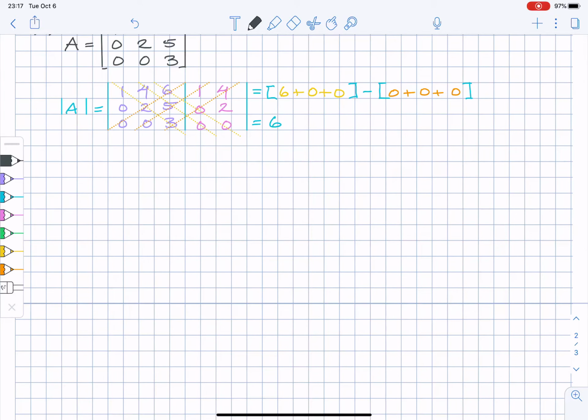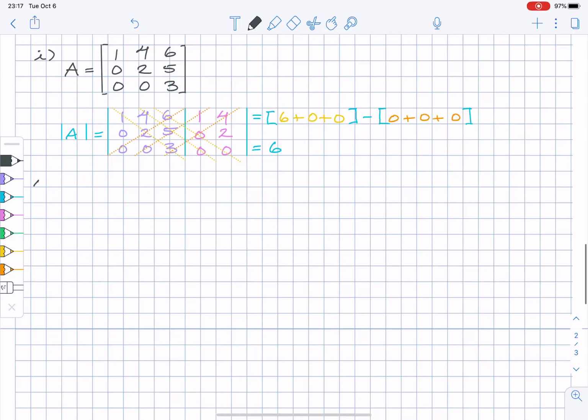Number 2. Where are my subscripts? So let's say we have that A is equal to the 3 by 3 matrix.